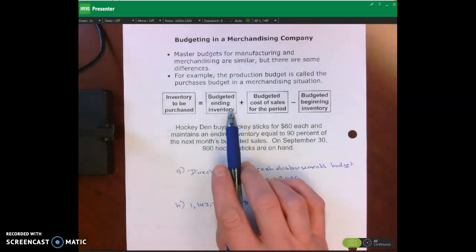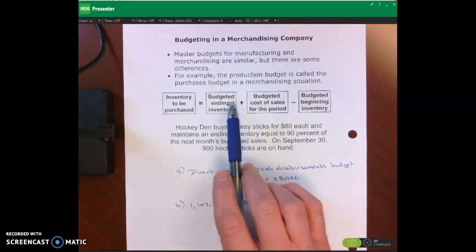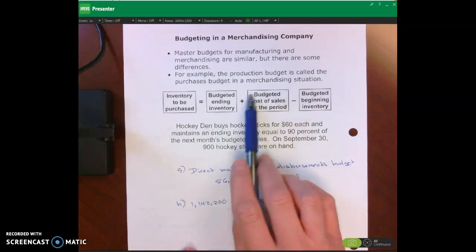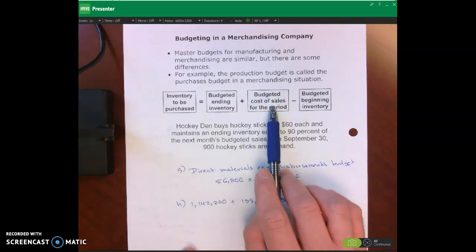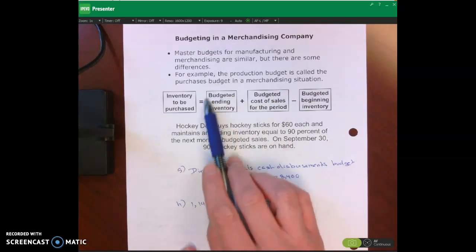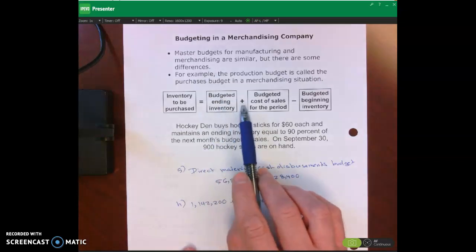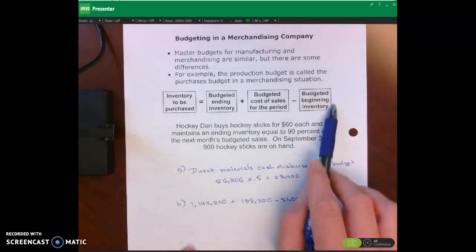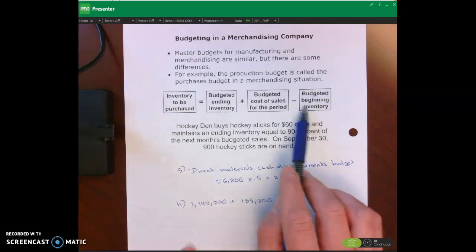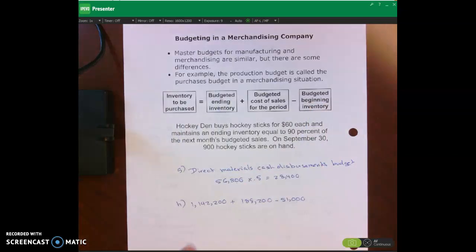But the general formula is pretty similar to what we talked about with the production budget, where we need to figure out how much inventory we need to cover our sales. And then we want to have some ending inventory just in case sales are more than what we anticipated. And then if we have some beginning inventory from last period, we can subtract that to get to how much we actually have to purchase.